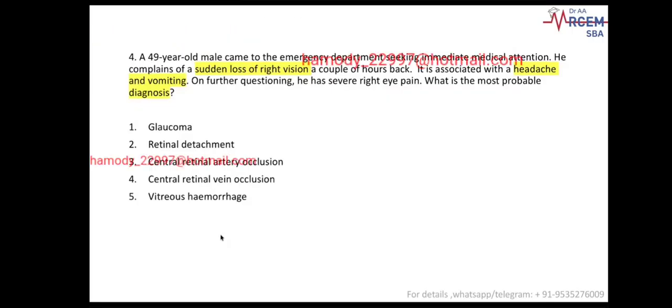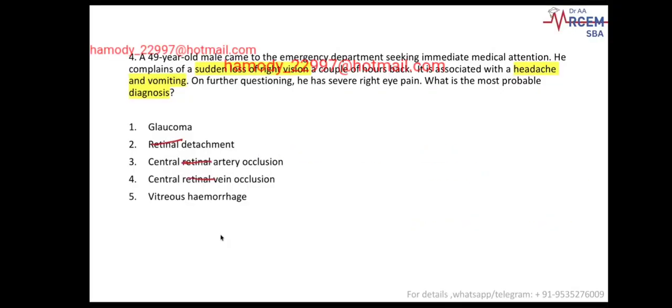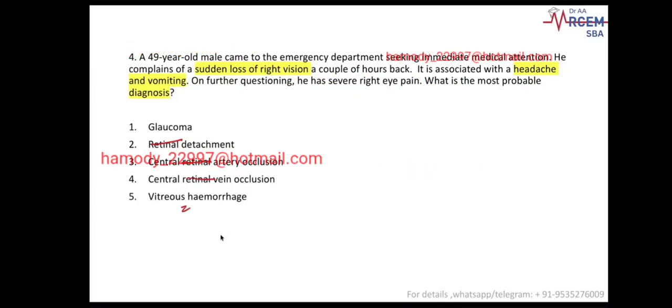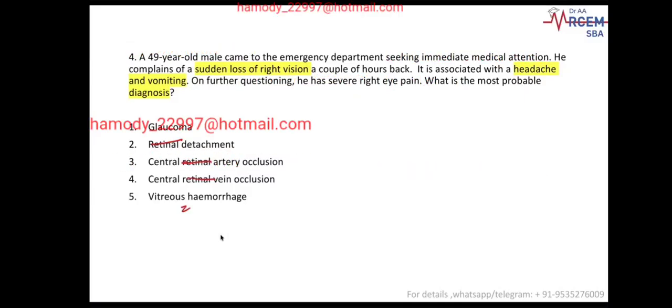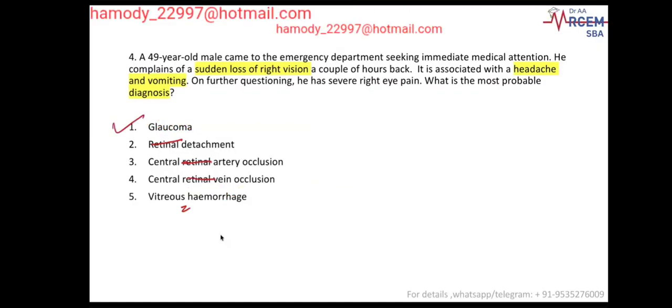Sudden loss of right vision, headache and vomiting he is having. What is the diagnosis? It's a painful vision loss, so it cannot be anything with retinal. Vitreous hemorrhage? No. Vitreous hemorrhage and glaucoma, along this, which one causes pain? Glaucoma is the one which causes painful vision loss.